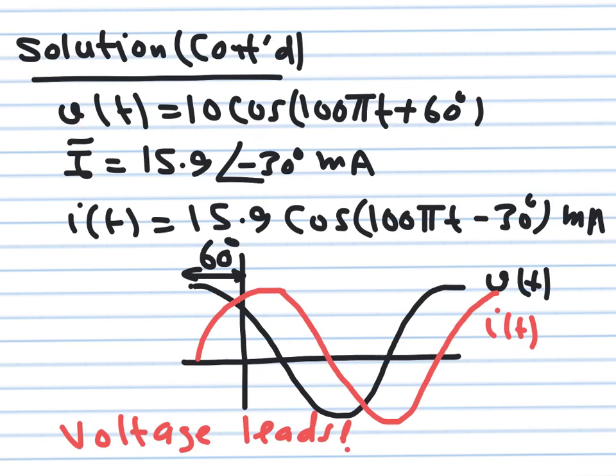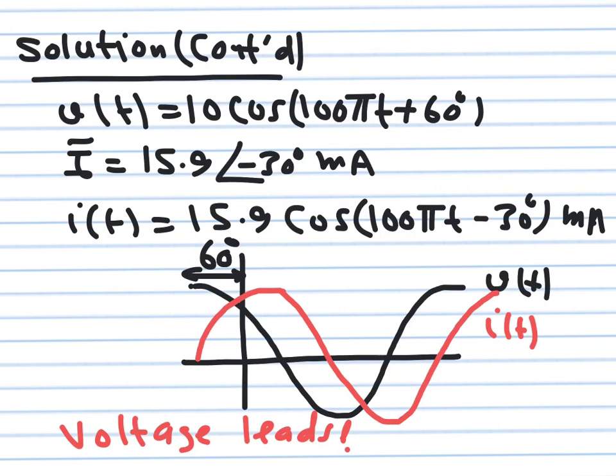Now for the current, we already got the phasor of the current. It's 15.9 milliampere angle minus 30. So it's a cosine waveform whose amplitude is 15.9 milliampere and whose phase is minus 30. So I can write it this way. And you can see it has the same frequency as the voltage because linear circuits do not change frequency.